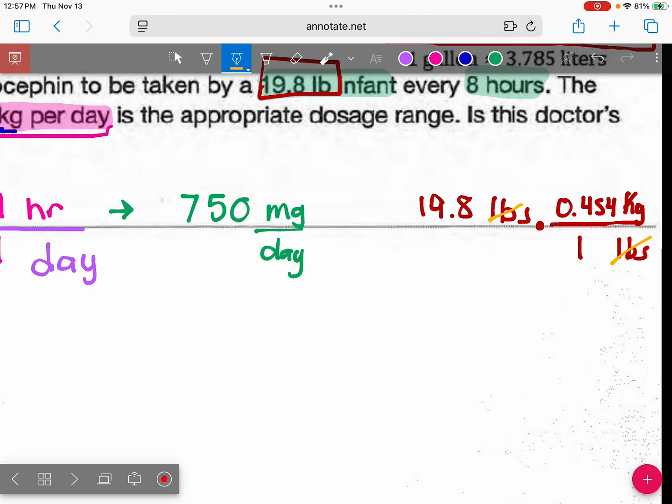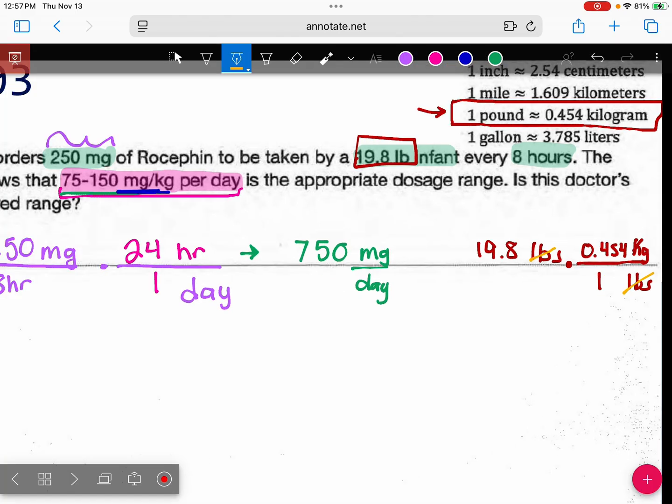So we want to find how many kilograms this baby is. We know it's told to us up at the very top of my screen. I have it up here. 1 pound is the same thing as 0.454 kilograms.